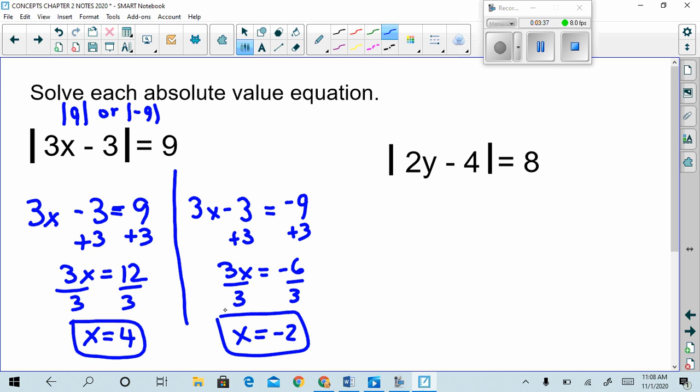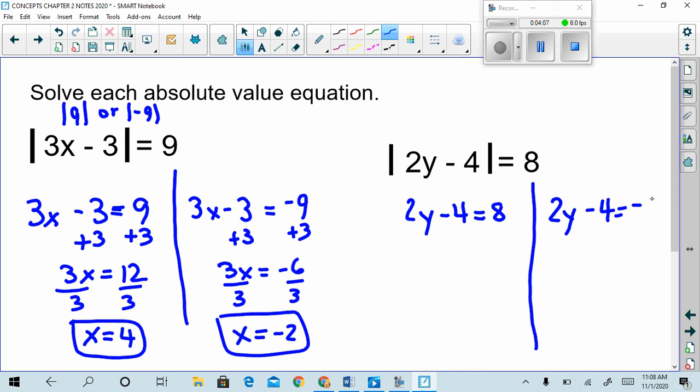By checking this, 3 times 4 is 12 minus 3. Absolute value of 9 is 9. 3 times -2 is -6. -6 minus 3 is -9. Absolute value of that is also 9. Again, when I see absolute value equations, it tells me to solve twice. Once the way it is, and once with the negative. Because remember, the value could be the plus or minus inside the symbol.